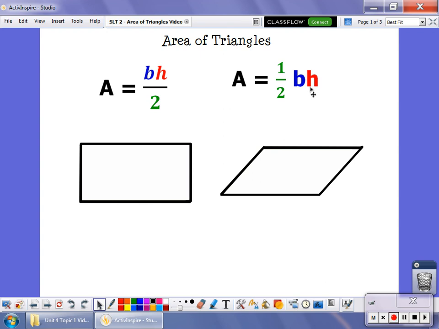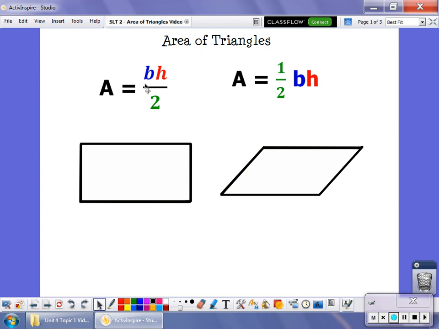Now, if you take half of the area or you take the area and divide it by 2, those are the same. It's just two different ways to write it. And I'll explain why we have two different formulas in a minute. But the first thing I want to do is explain to you why this formula works.